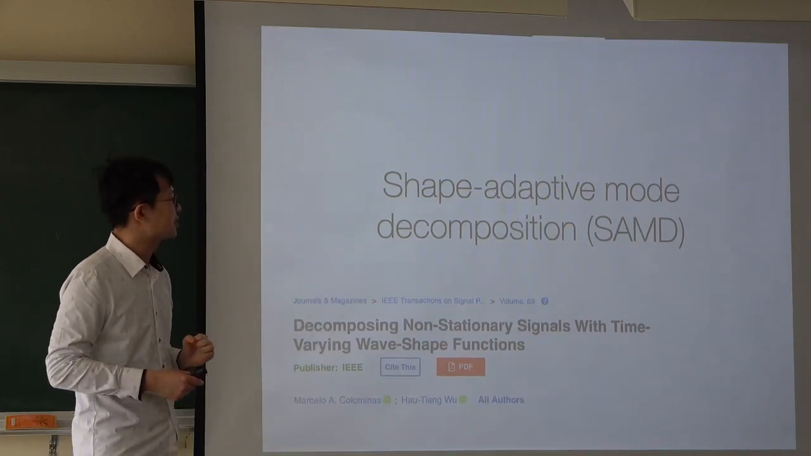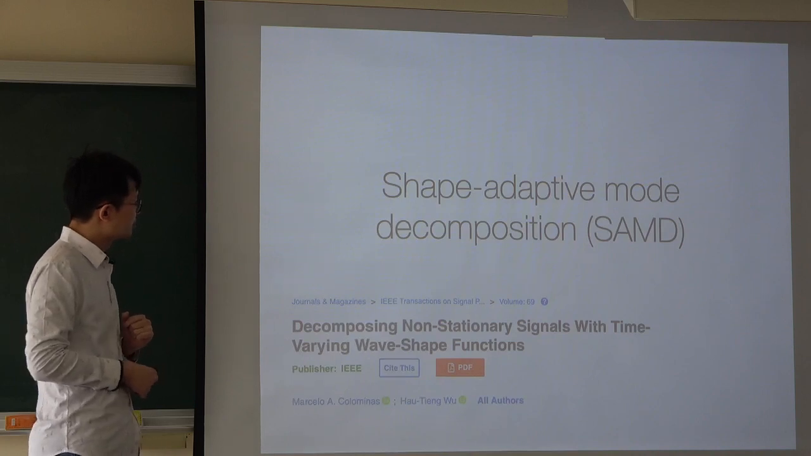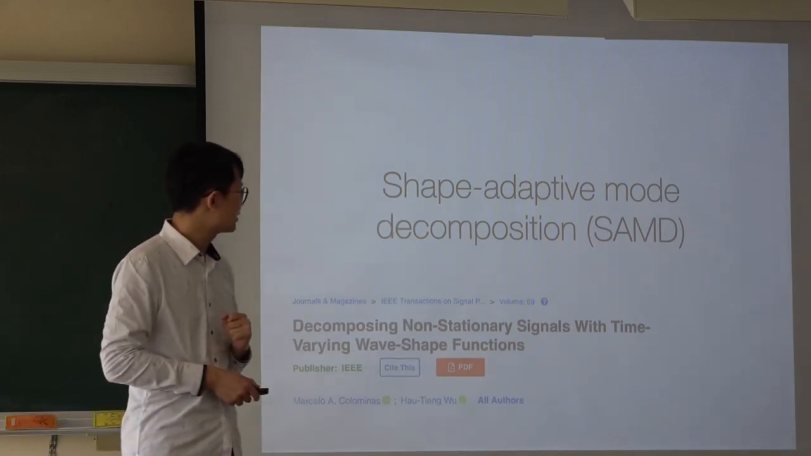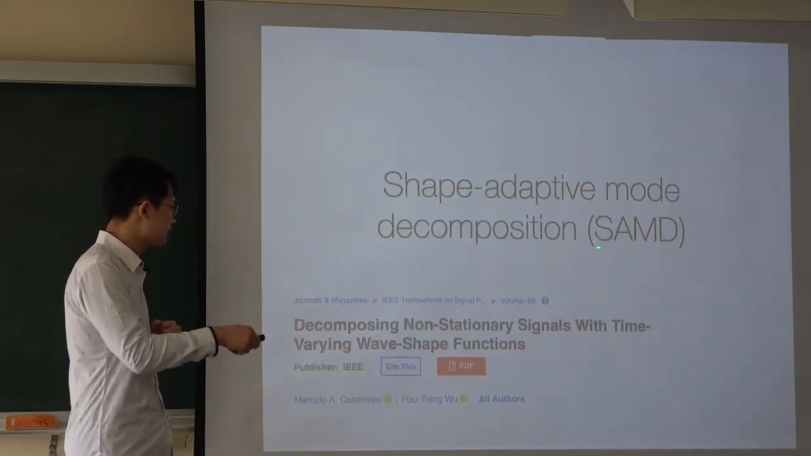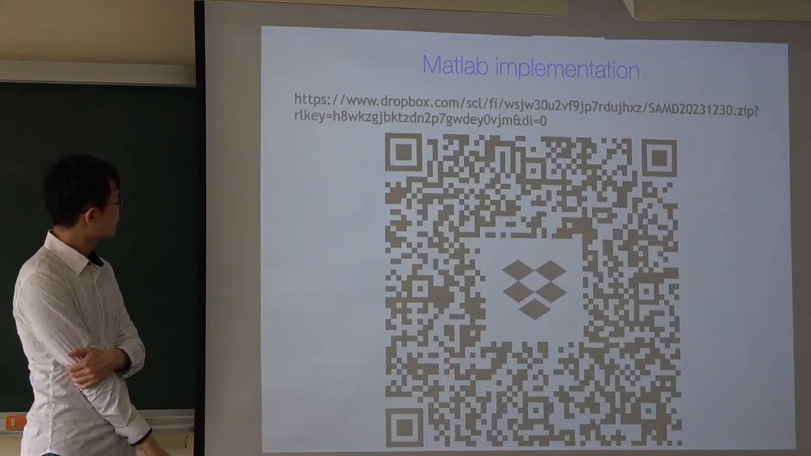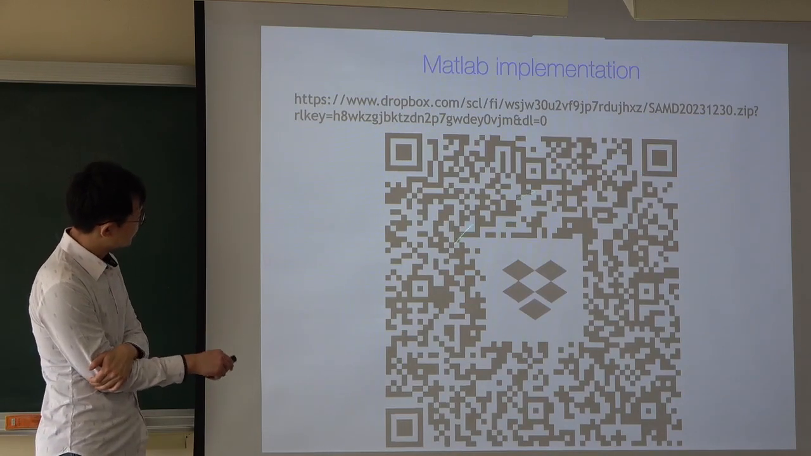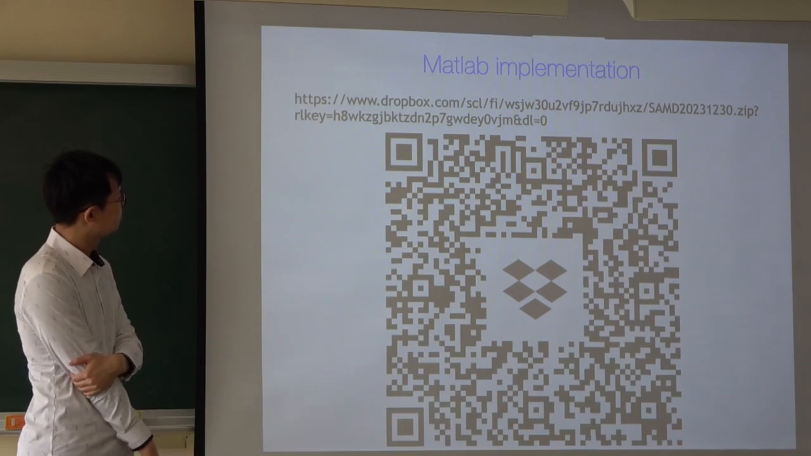But what we want is a decomposition, as I mentioned in the very beginning. Now how to achieve it? So the algorithm is called Shape-Adaptive Mode Decomposition, or SAMD. And this is the paper. The MATLAB implementation can be found in this QR code or this link.